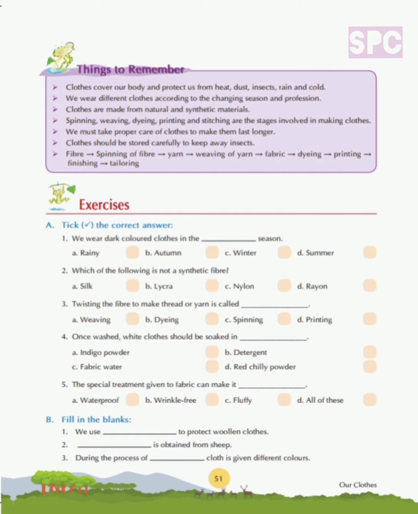We wear dark colored clothes in the dash season. So we wear dark colored clothes in winter season because dark color absorbs the heat of the sun and keeps us warm.